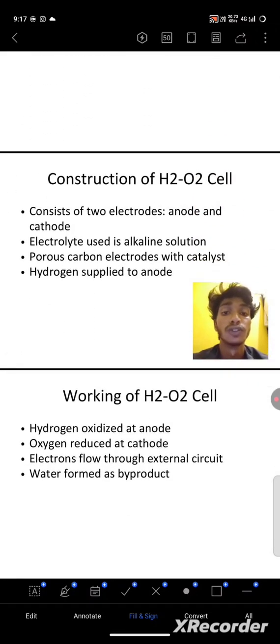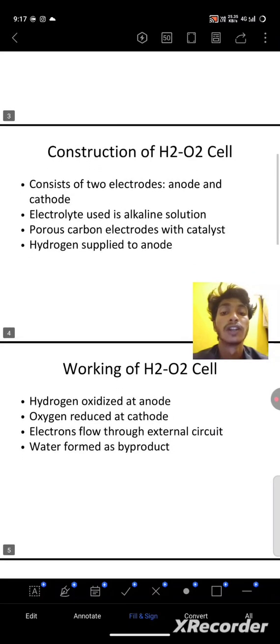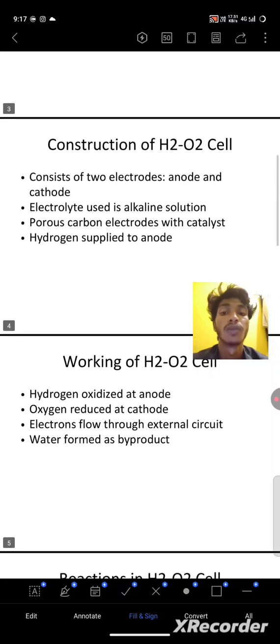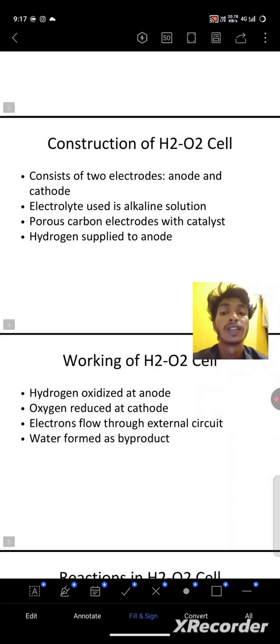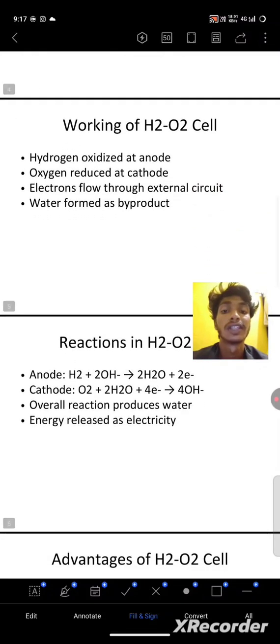Constitution of the H2-O2 cell: it consists of two electrodes, an anode and a cathode. Electrolytes used are alkaline solution, phosphoric acid, or carbon electrolytes with catalyst. Hydrogen is supplied to the anode of the H2-O2 cell. Working of the H2-O2 cell: hydrogen is oxidized at the anode. Oxygen is reduced at the cathode. Electrons flow through the external circuit of the H2-O2 cell. Water is formed as a byproduct.